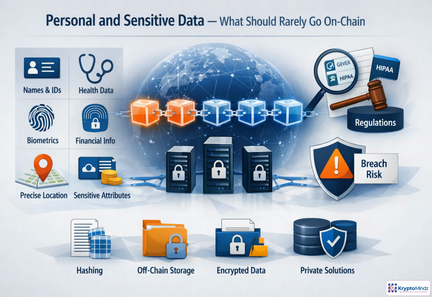Personal data needs special care. Once written to a ledger, it may be copied across nodes, retained for years, and difficult to erase. That creates privacy and compliance exposure, even in permissioned networks. Avoid placing raw names, IDs, health details, biometrics, account numbers, precise locations, or sensitive attributes on-chain. A hash is not automatically anonymous if it can be linked or guessed. Prefer minimal proofs, references, encryption, private collections, and off-chain systems where deletion and access controls are realistic.